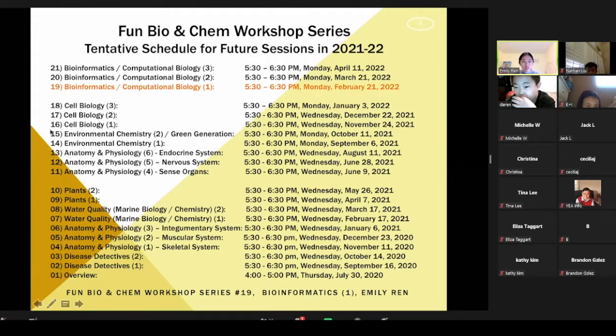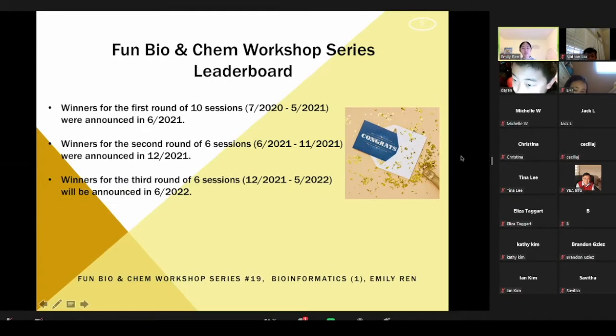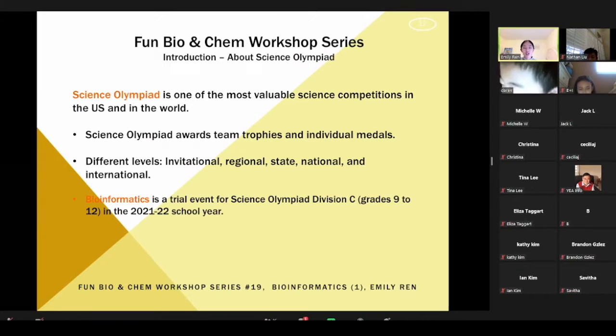So here's the tentative schedule for future sessions this year. After today, which is bioinformatics and computational biology, we're also going to have two sessions. The winners for the third round of 6 sessions will be announced in June of this year, and that's when these 6 sessions end. Bioinformatics is a trial event for Science Olympiad Division C, which is grades 9 to 12 in the 2021 to 2022 school year. So it's okay if you don't completely understand everything that's covered today.